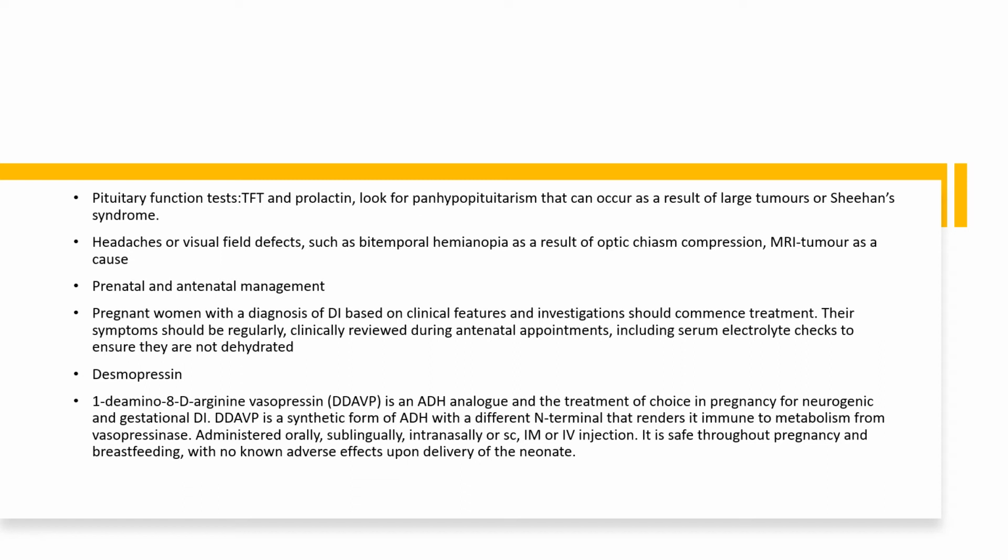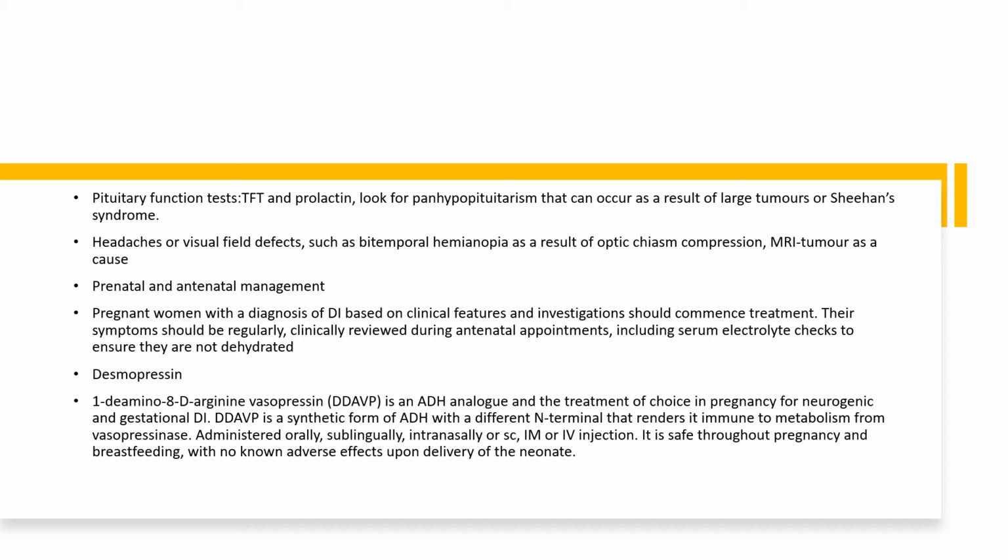Pregnant women are diagnosed with diabetes insipidus based on clinical features and investigations, and they should commence treatment after diagnosis. Their symptoms should be regularly and clinically reviewed during antenatal appointments, including serum electrolytes, to check they're not dehydrated. Desmopressin is the treatment of choice. It's an ADH analog and treatment for central and gestational diabetes insipidus.